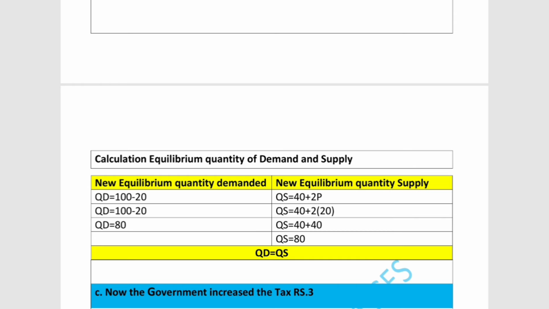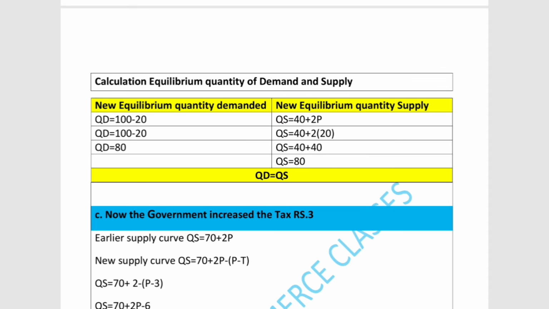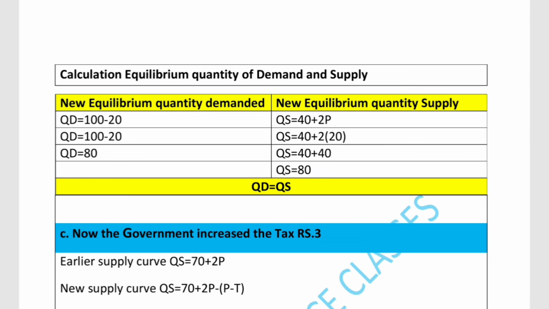Now QD is equal to 100 minus P. What is the equilibrium price we got? 20. So 100 minus 20, that is QD is equal to 80. Next, the new equilibrium quantity supplied. QS is equal to 40 plus 2P. So with the new equilibrium price, in place of P we write 20 in the bracket.